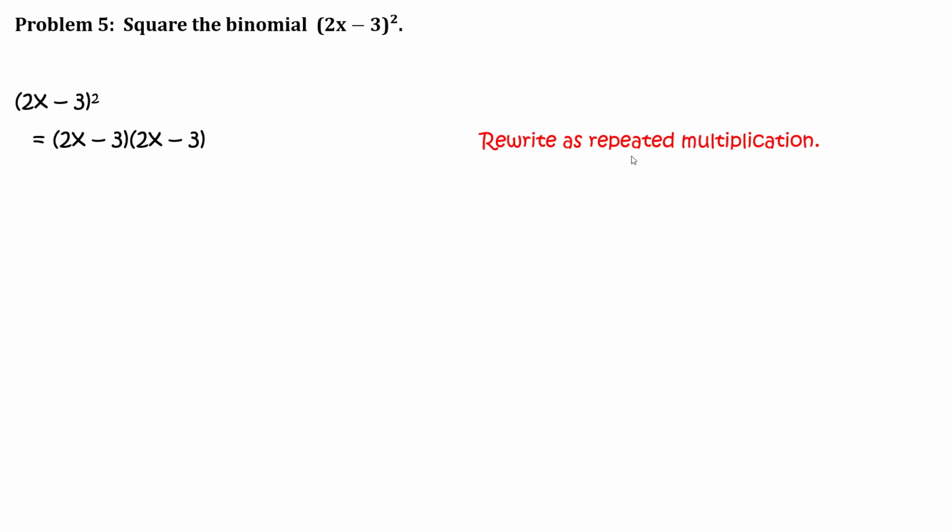All right, last one of squaring a binomial. Problem 5, you're asked to square the quantity 2x minus 3. We're going to begin by rewriting the problem that was given to us, 2x minus 3 squared, and we're going to rewrite that as repeated multiplication. That's equal to the quantity 2x minus 3 times 2x minus 3. Why? Because squaring something is the same as multiplying it by itself.